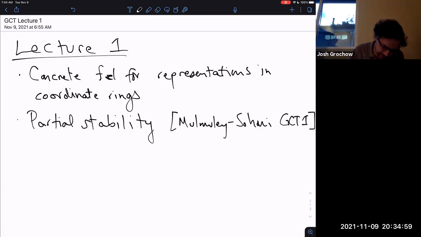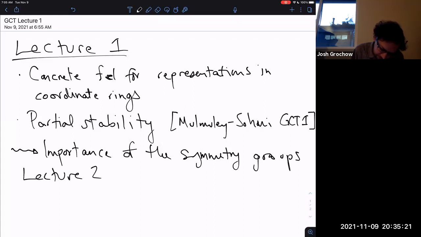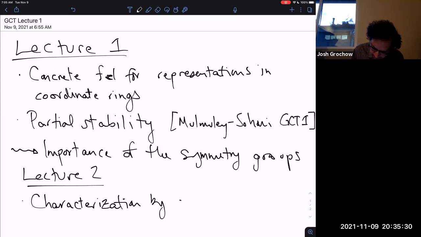And then this will lead us to the importance of the symmetry groups of the points being considered. And so then in lecture 2, we'll talk about characterization by symmetries, also from GCT1 and 2.